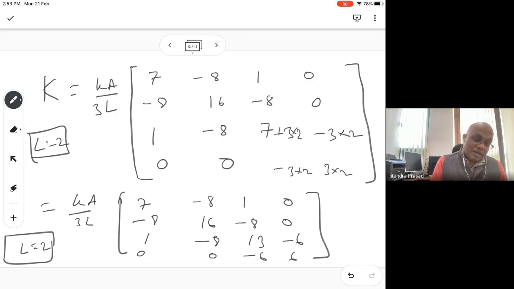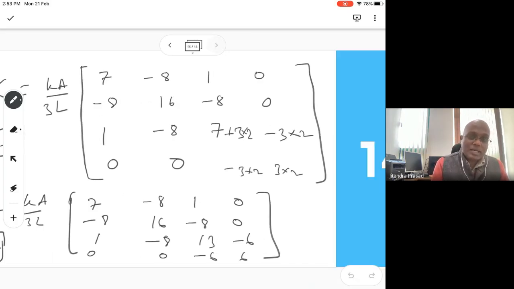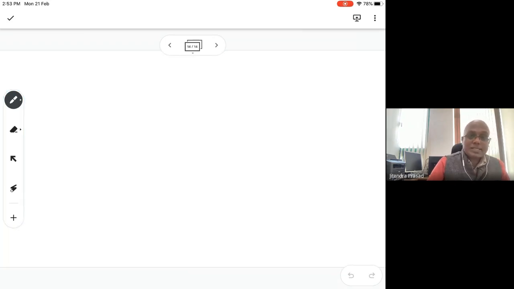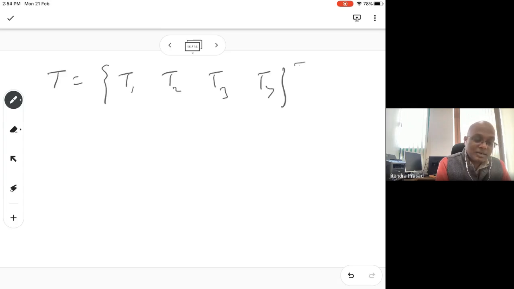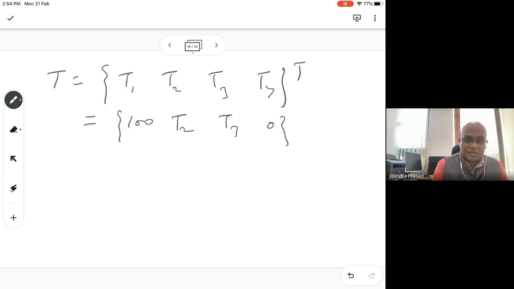Okay, so stiffness matrix, how do we get that? Now it says the T matrix or T vector is nothing but T1, T2, T3, T4, transpose of that, and the only thing it says is that T1 is 100 and T4 is 0. So you can write T1 is 100, T2, T3, and T4 is 0, so write 0. So this is the T matrix.